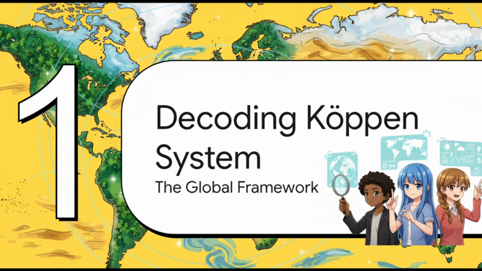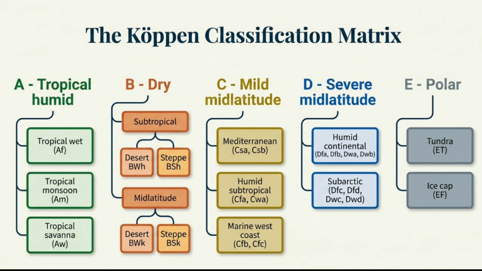Section 1. Decoding the Köppen system, the global framework. So the Köppen climate classification is basically our master cipher. It organizes the entire planet logically into major groups labeled A through E, plus H for highlands. It's actually elegantly simple. It just uses temperature and moisture to divide up the world. Group A is tropical, B is dry, C is mild mid-latitude, D is severe mid-latitude, and E is polar. Let's use this code and make our very first stop.